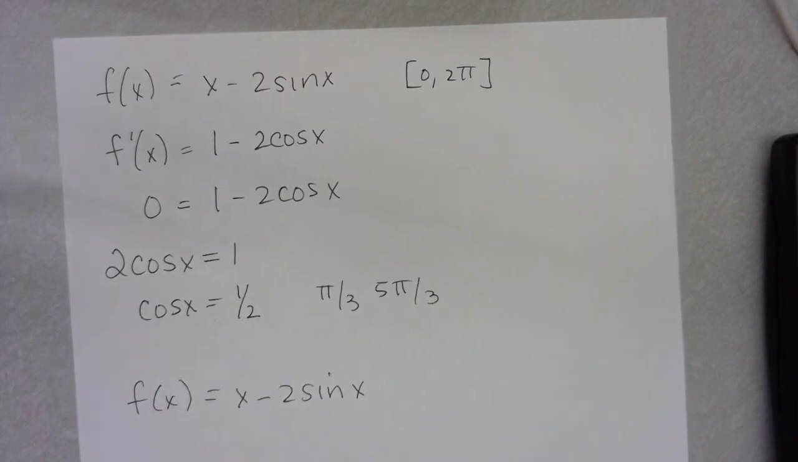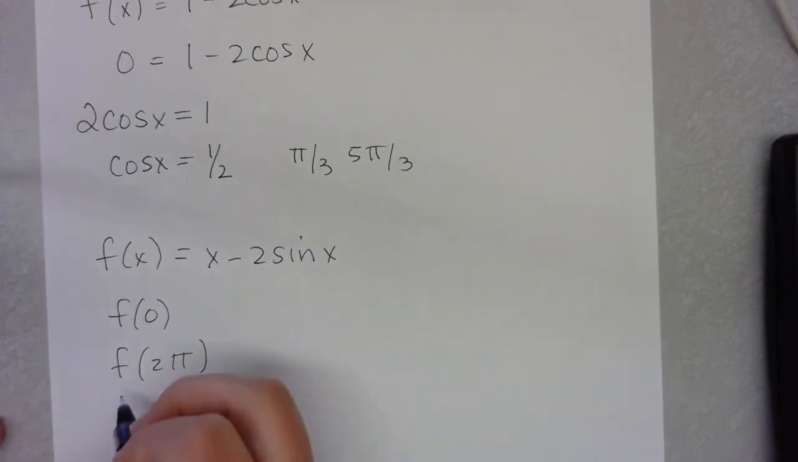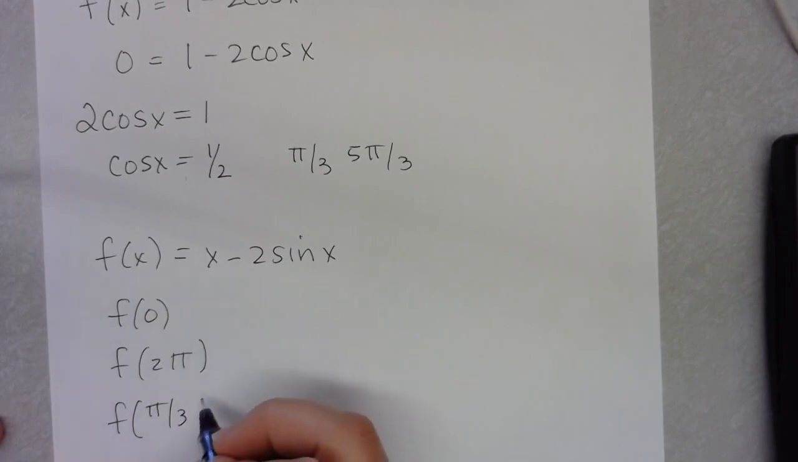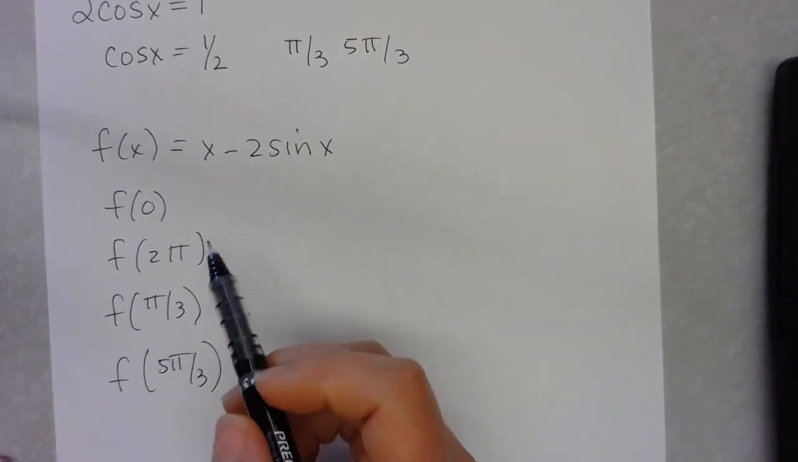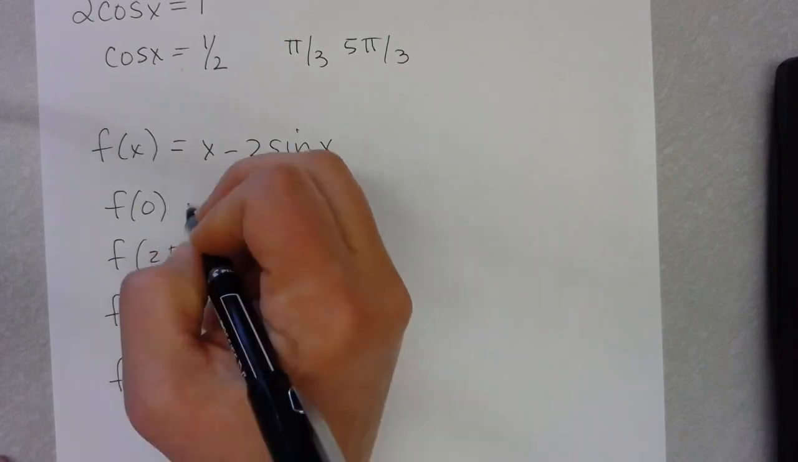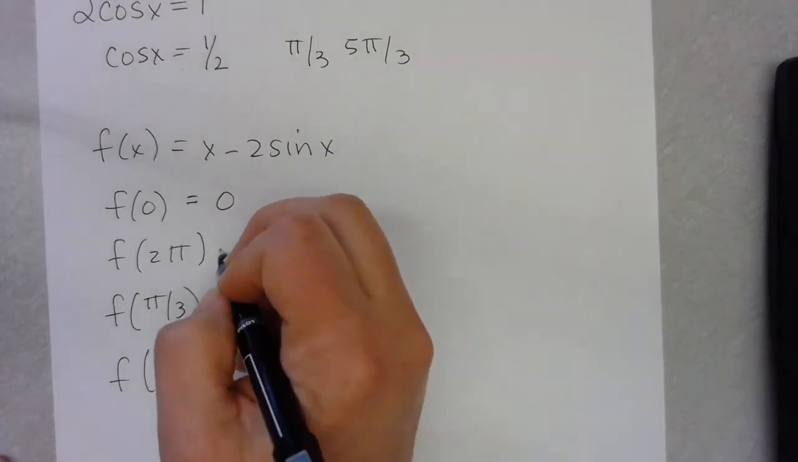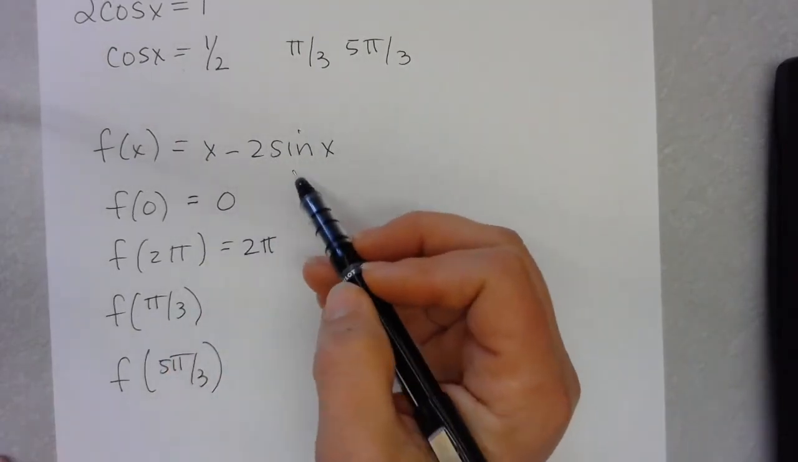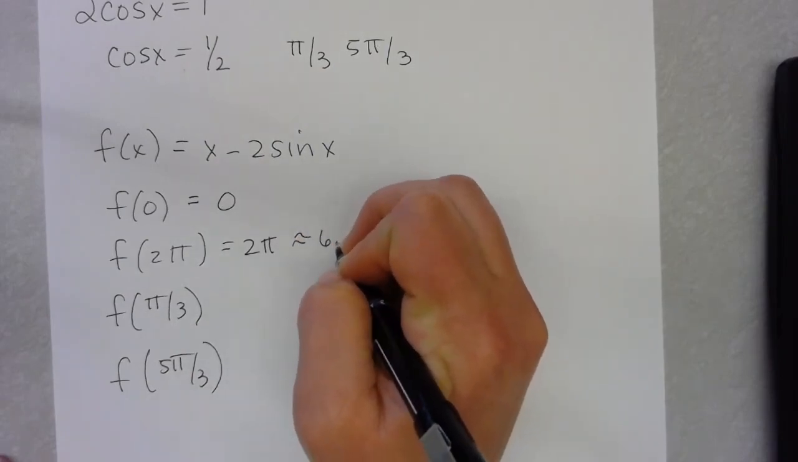Okay, so now we need to do the endpoints. So we're going to have f of 0 and f of 2 pi. And then also f of pi over 3 and f of 5 pi over 3. There, now we can fit it all in there. Okay, so when I plug in 0 here, I get 0 minus 2 sine of 0, and sine of 0 is 0, so this whole thing is just 0. All right, so if I put in 2 pi, I'm going to get 2 pi here, and then sine of 2 pi is 0 again, so actually I just get 2 pi here. So that's, we'll say, approximately 6.28.